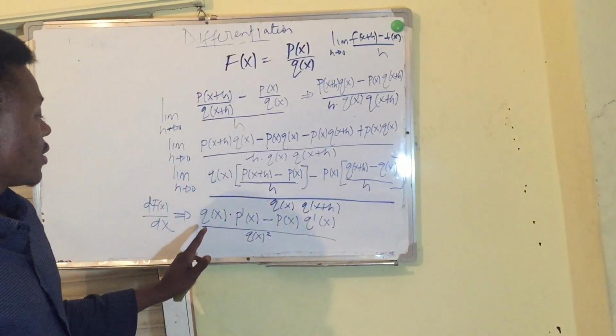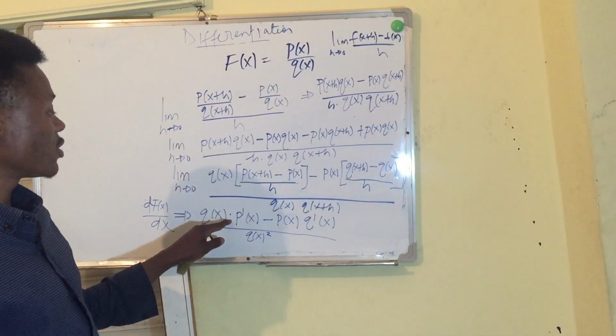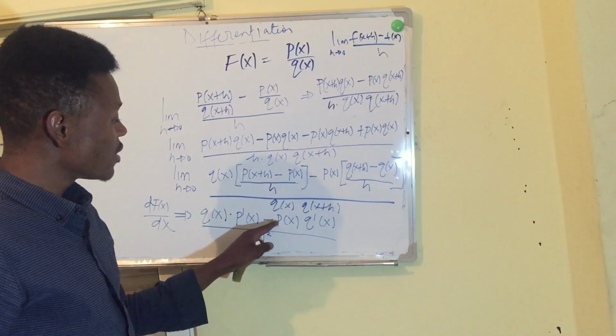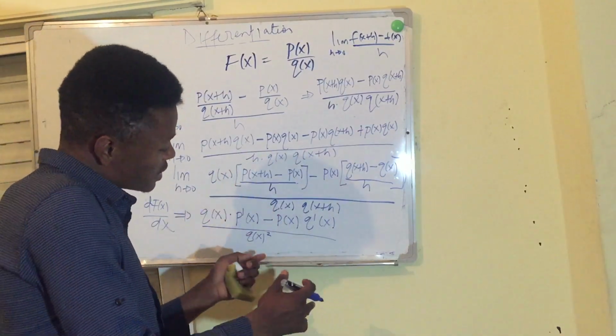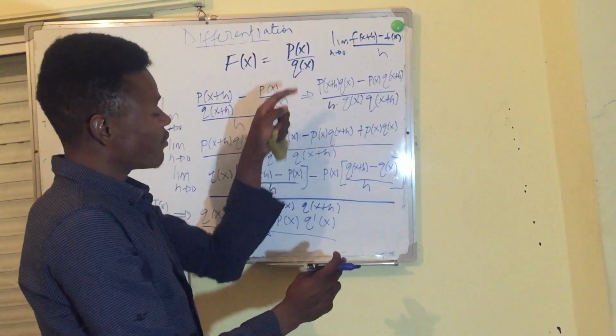Simple. Yace idan muka ga wani function na dividing wani, za mu ɗauka function ɗin na ƙasa, which is q of x, mai multiplying ɗin shi by the derivative of function ɗin na sama, mai subtracting ɗin shi, mai subtracting ɗin p of x derivative ɗin na sama kenan, sannan times the derivative of q of x.